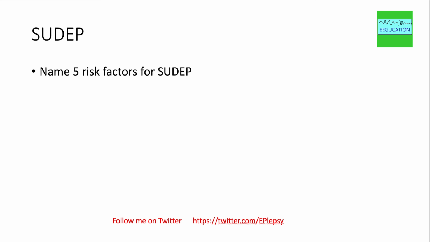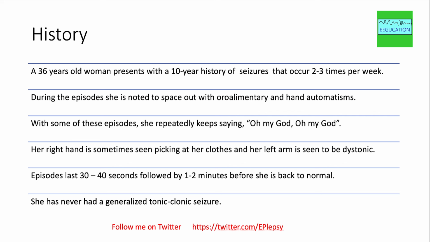If you've done well, congratulations. If you have not done as well, maybe you can do a little more studying about the subject. So going back to the history, what are the important features here? 36-year-old woman, 10-year history of seizures that occur 2 to 3 times per week. So basically, the person who's described here has medically refractory epilepsy, presuming that she has been treated with 2 or more anti-seizure medications. During the episode, she is noted to space out with oro-alimentary and hand automatisms.